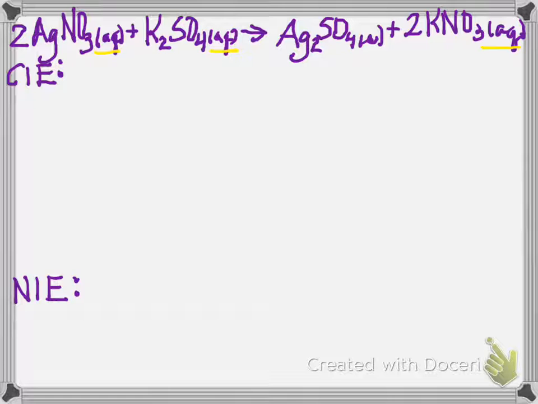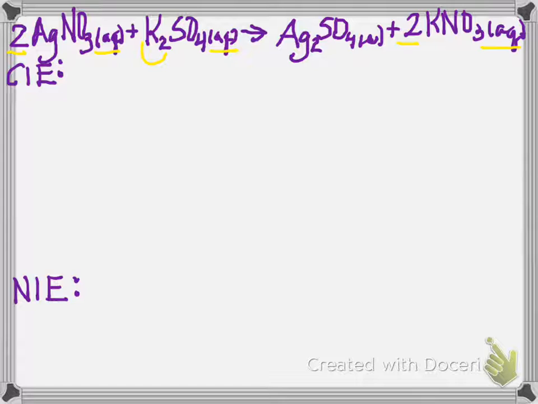Now, one thing that's different here is this one has some coefficients in it. So remember, this coefficient is going to apply to both silver and nitrate. And this coefficient here is going to apply to both potassium and nitrate. And I have this subscript here, which means I have 2 potassiums, which is going to impact us when we break this apart into its ions.